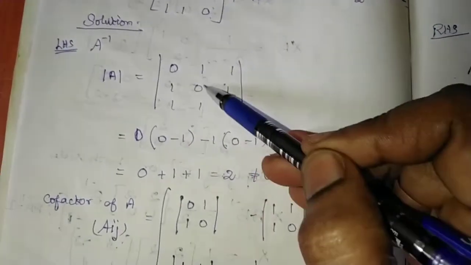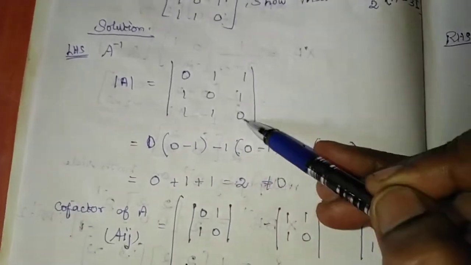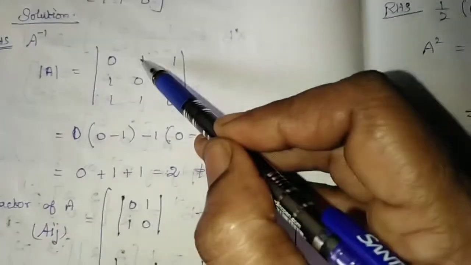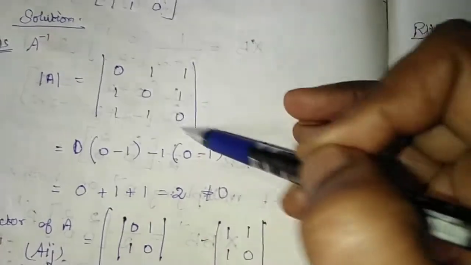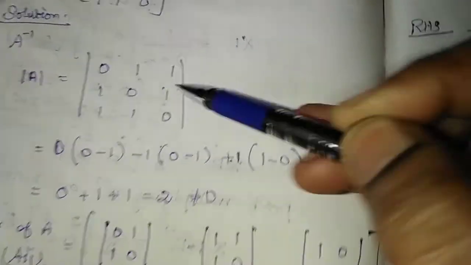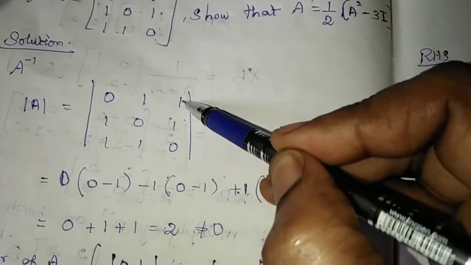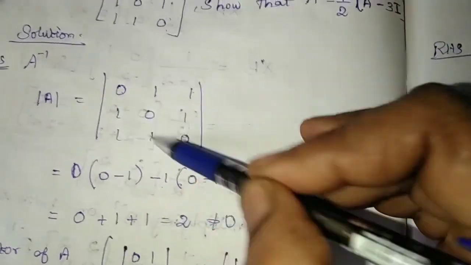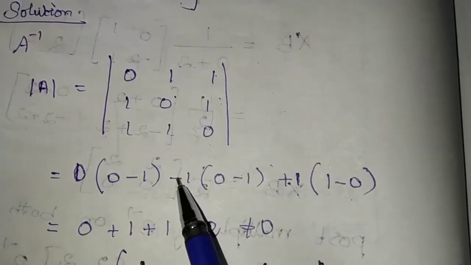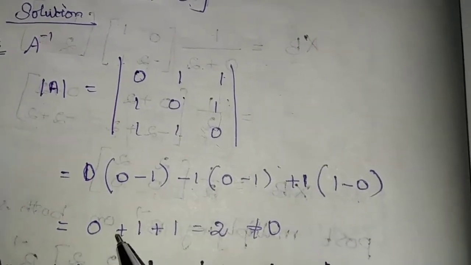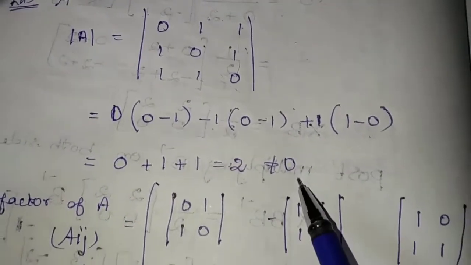Modulus value: 0. Leave this row and column, 0 minus 1. Next take this value minus 1. Leave this row and column, 0 minus 1. Next plus 1. Leave this row and column, 1 minus 0. Simplify, totally 0. Here minus 1 into minus 1 plus 1. Here 1 into 1, 1. That is 2, not equal to 0.